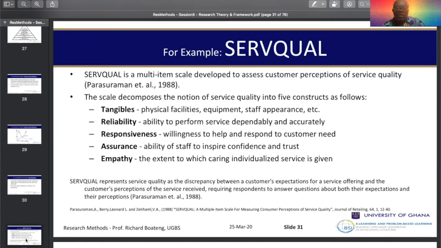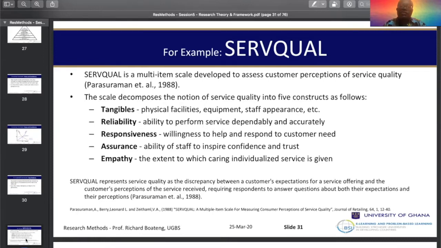So the respondents answer questions about the expectations and perceptions, and they use that to assess the difference in terms of the gap. So it's a multi-scale item. This one may not be a diagram, it's a multi-scale item. So you can see that sometimes even a theorization can be shown in terms of a scale. But it just tells you about the gap.